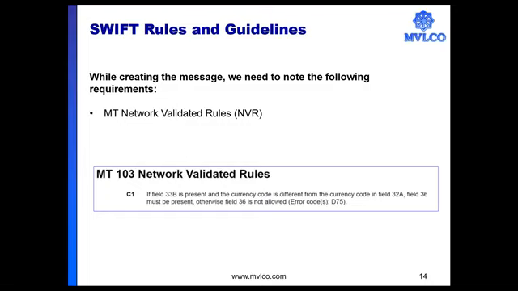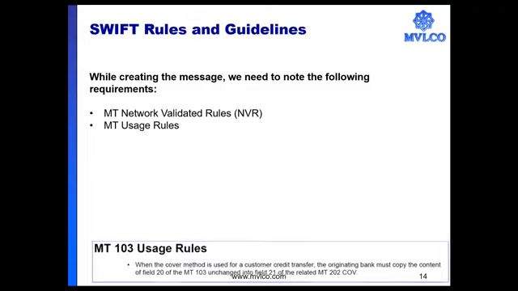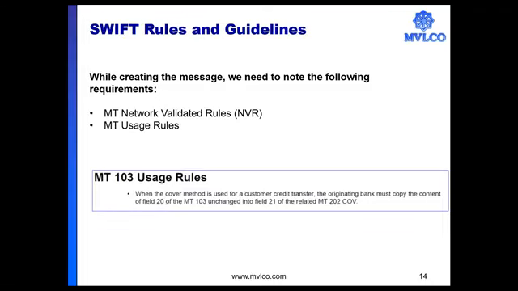The second kind of rules which are mandatory and you need to follow are the MT usage rules. The MT usage rules are not validated by the network, which means for these rules there is no error code defined, but these have to be used for the correct usage of the message. Again, this may affect more than one field. So the second mandatory compliance is to comply with the MT usage rules. So the two compliances which I said are mandatory are the MT network validated rules and the MT usage rules.